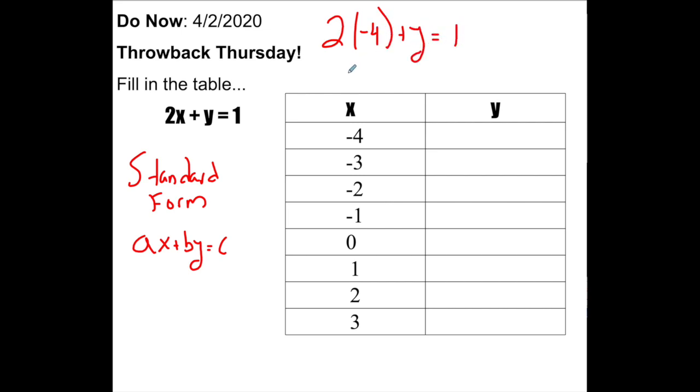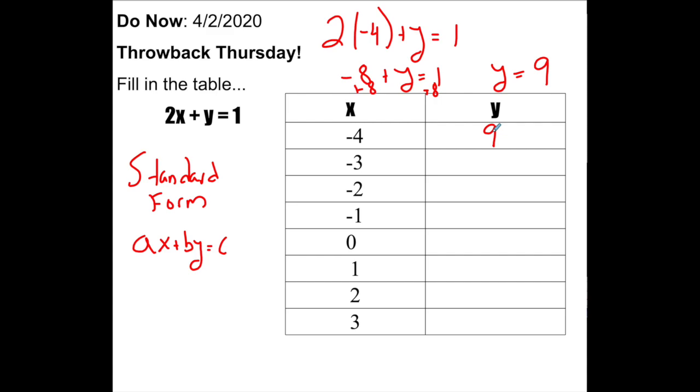And then 2 times -4 is -8. And then I add 8. So I get y equals 1 plus 8, which is 9. So if x is -4 and y is 9, then both sides of the equation are equal. So -4 and 9 go together.